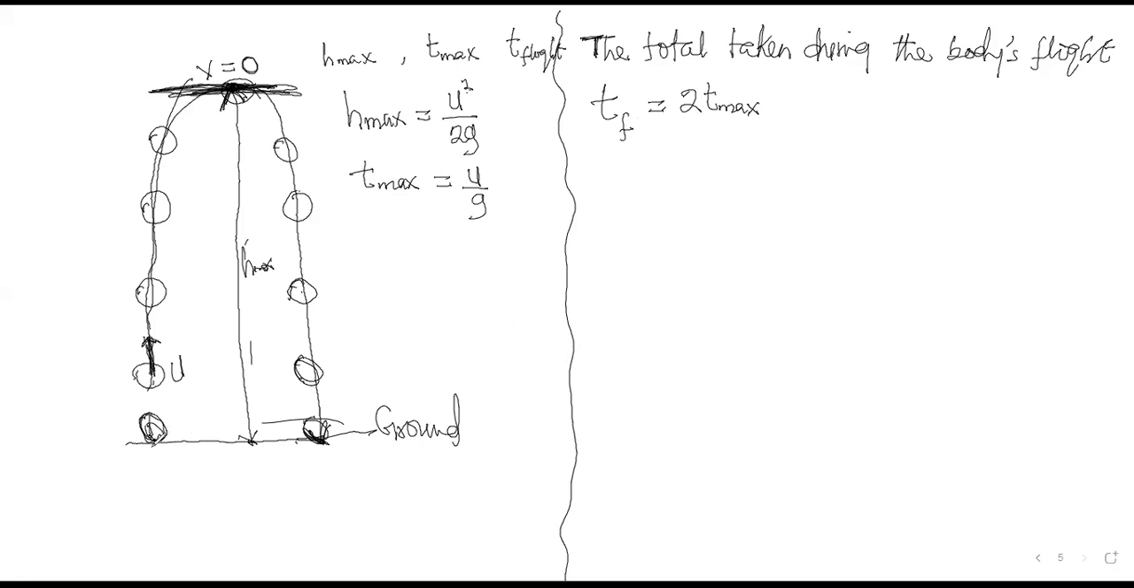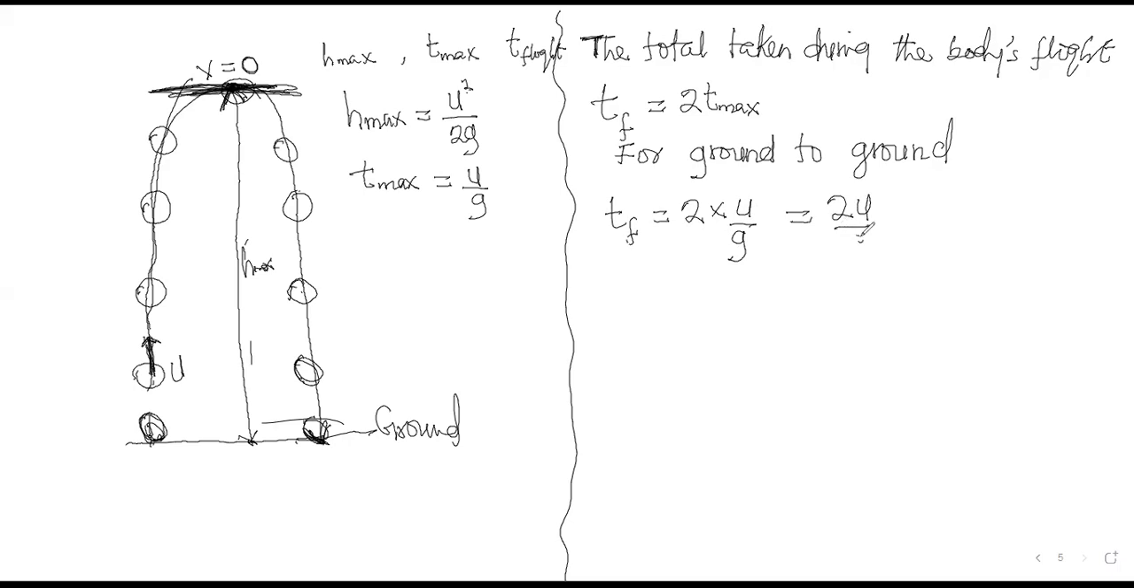This is moving from the ground, going up and then dropping to the ground. So from ground to ground, the time of flight would be equal to 2 times the time taken to reach the maximum height, which is U over G. And so 2U over G.